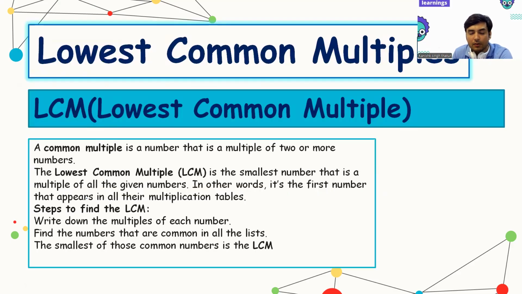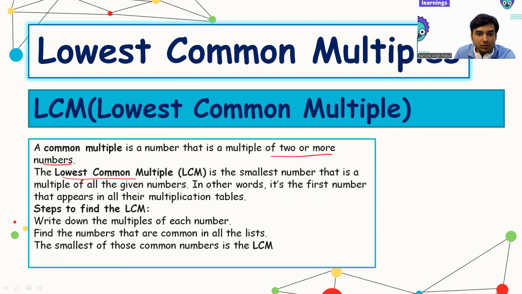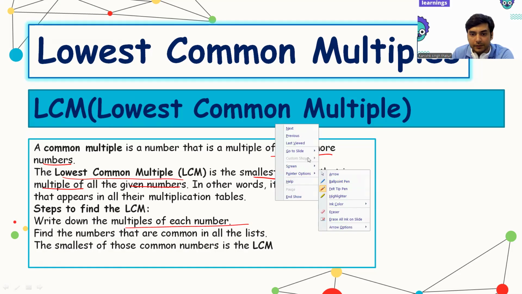Now let's see what the lowest common multiple is. A common multiple is a number that is a multiple of two or more numbers. The lowest common multiple, LCM, is the smallest number that is a multiple of all the given numbers. And the steps to find the LCM: write down the multiples of each number. Now let me explain the meaning of this properly.